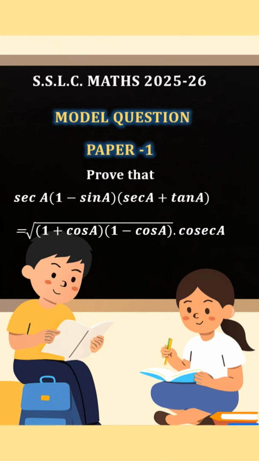Now we are solving the 28th question of the SSLC Maths 25-26 Model Question Paper 1. The question is: prove that secant A into 1 minus sin A into secant A plus tan A is equal to square root of 1 plus cos A into 1 minus cos A into cosecant A. Now let us prove it.